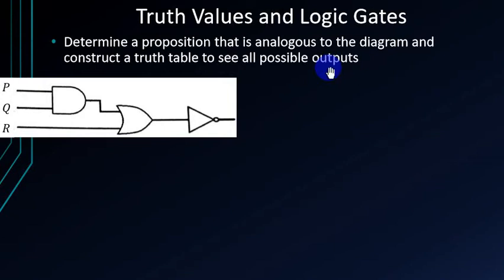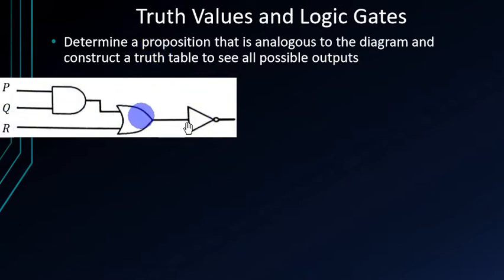This time, to further analyze our logic circuits, we can use our knowledge of constructing or writing propositions and symbols and constructing truth tables to further analyze what will be the possible outputs of our logic circuit. So here, for example, we are asked to determine a proposition that is analogous to the diagram and construct a truth table to see all its possible outputs.